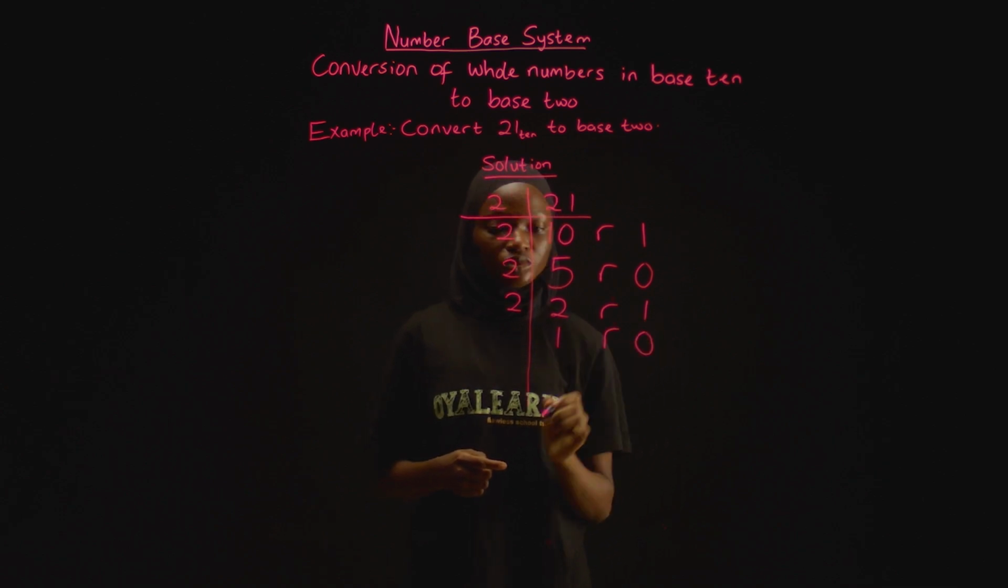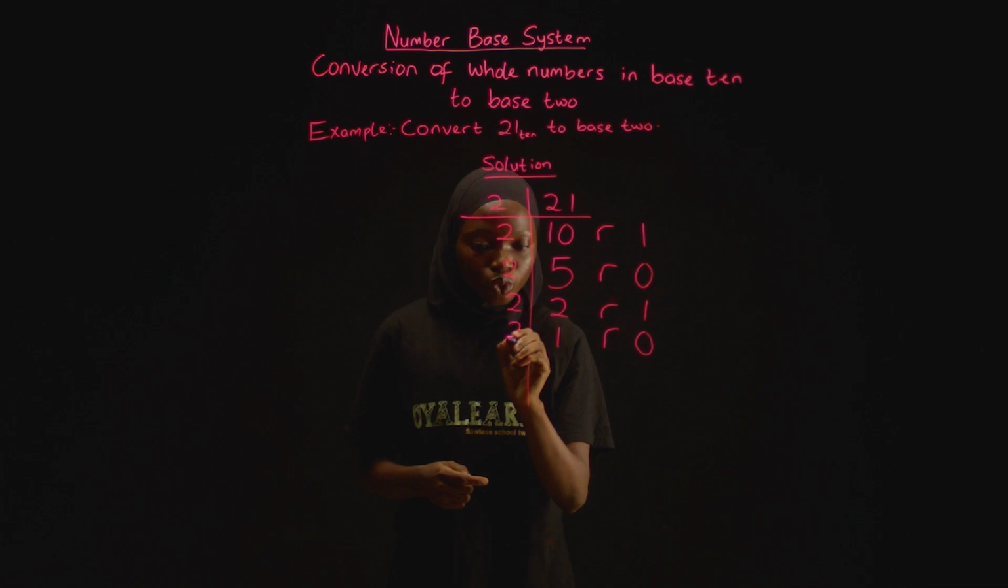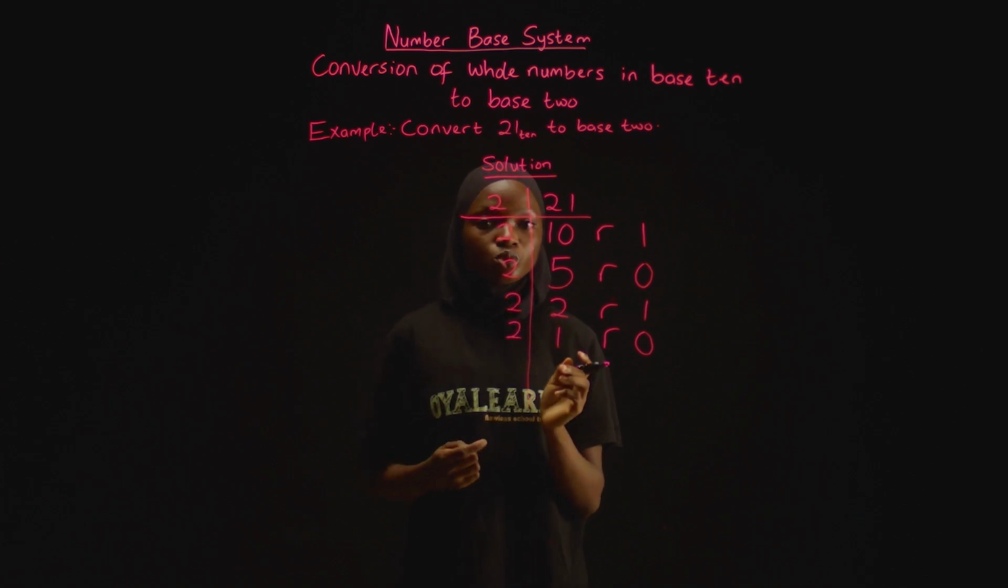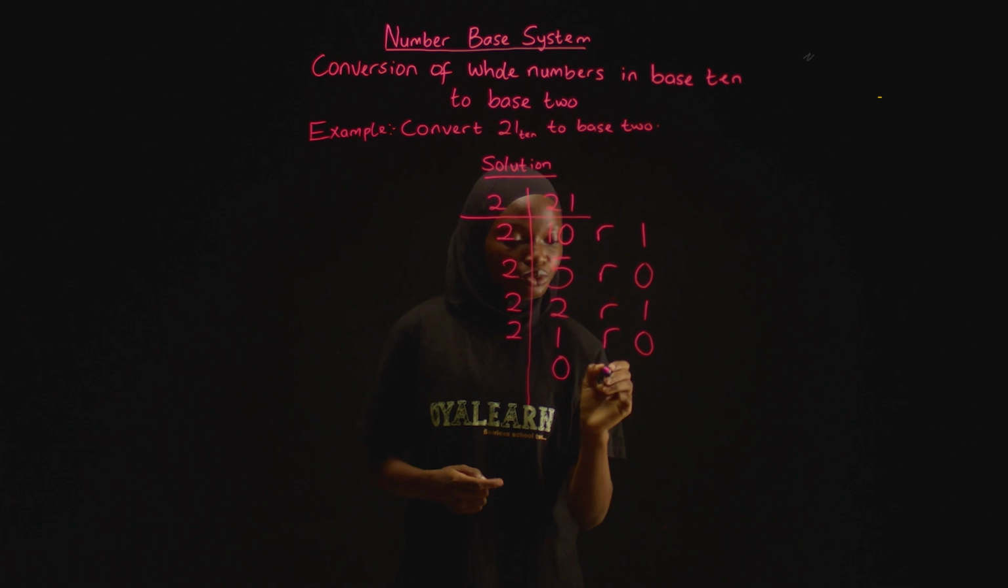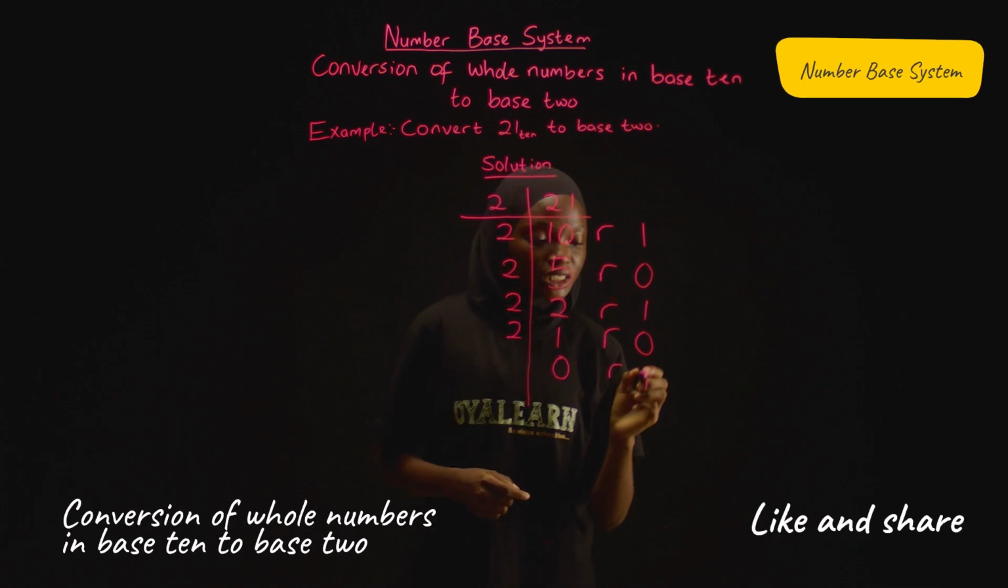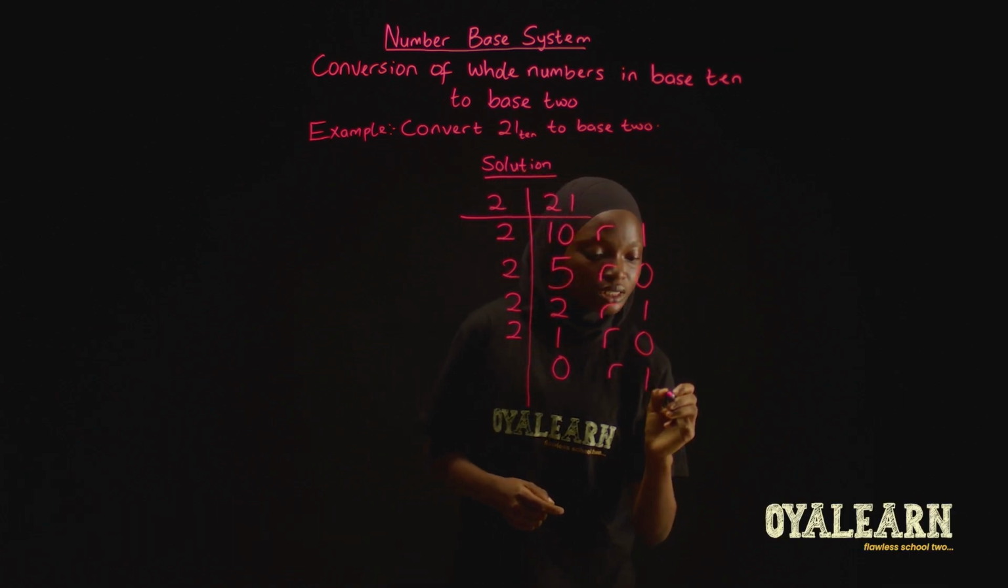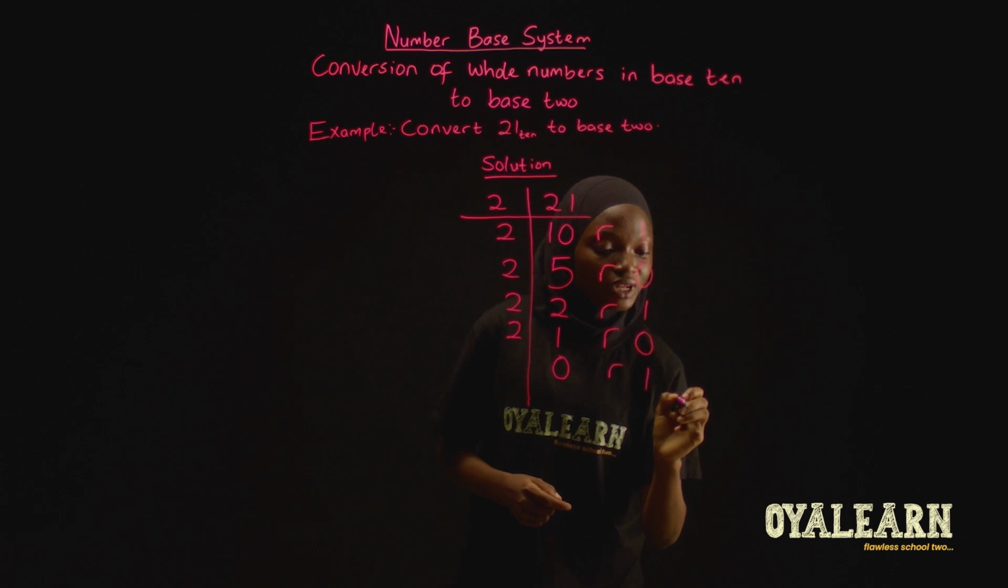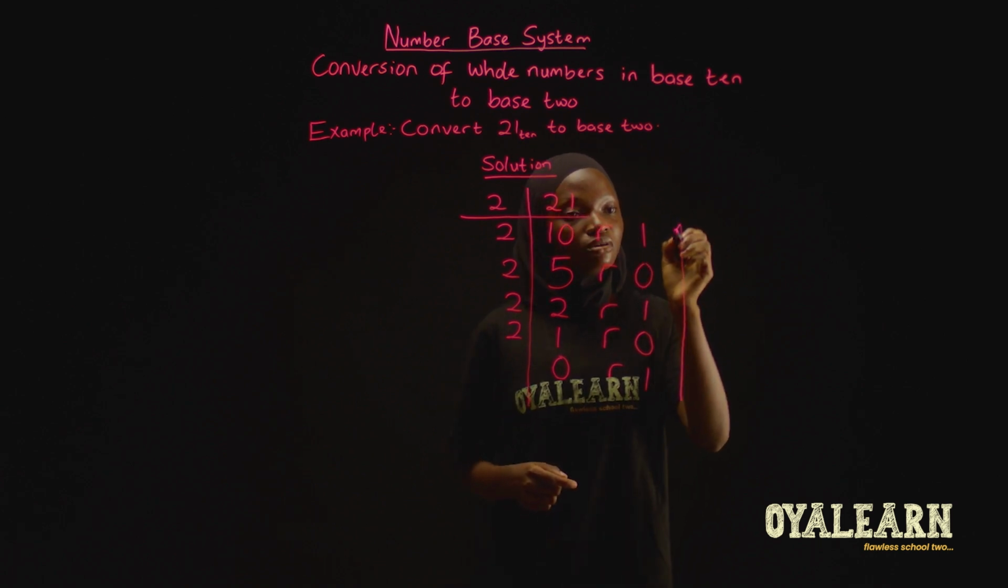Remainder 0. Then here, 2 goes in 1. You can't send 2 in 1, so that's 0. Remainder 1. Then you take all the remainders from the last remainder to the first one.